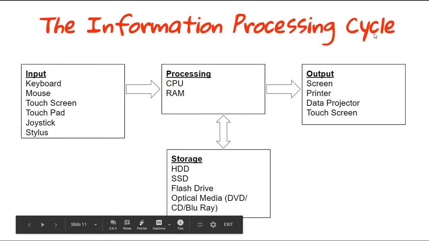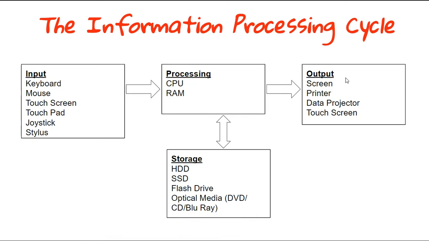So the information processing cycle consists of input, processing, output. Input, processing, storage.